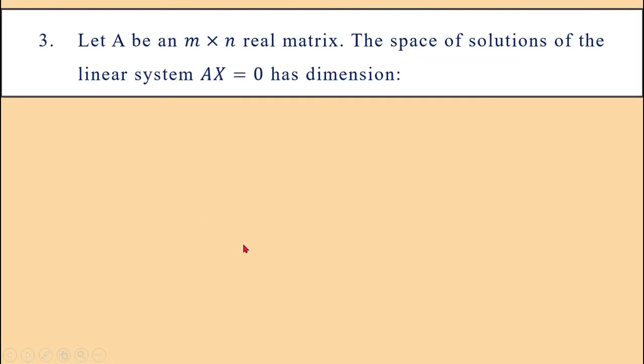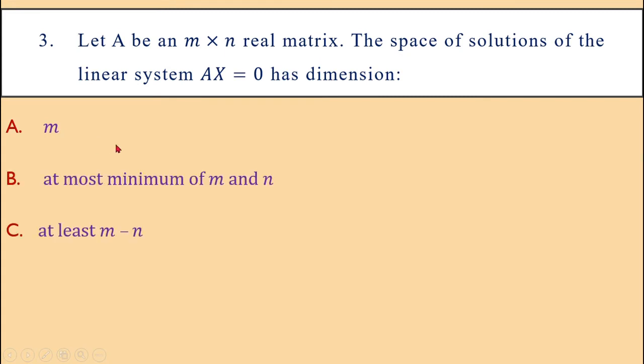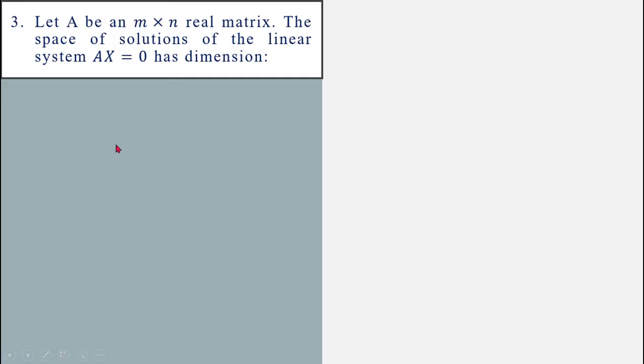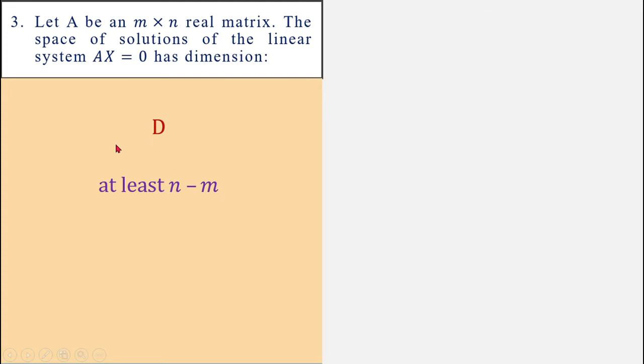Third question is, let A be an m by n real matrix, then the space of solutions satisfying the linear system Ax equal to 0 has dimension. First option is m, second option is at most minimum of m and n, third option is at least m minus n, and fourth option is at least n minus m. The correct answer is D, at least n minus m.